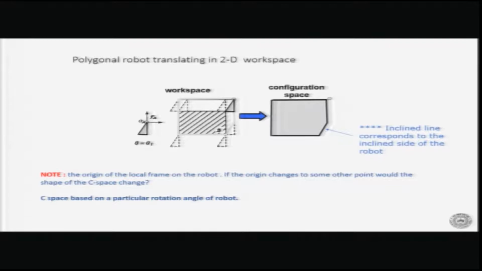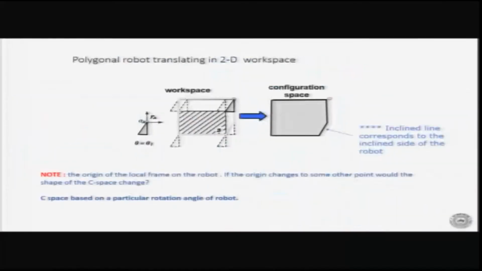So today's lecture, we are interested in looking at how to make the C space obstacle automatically. This is how we proceed. In the previous case, this was a circular robot, so it was pretty easy. Now suppose we have a triangular robot, which is given like this. Please note that the origin is here, so we have to track the origin as the robot is moving.